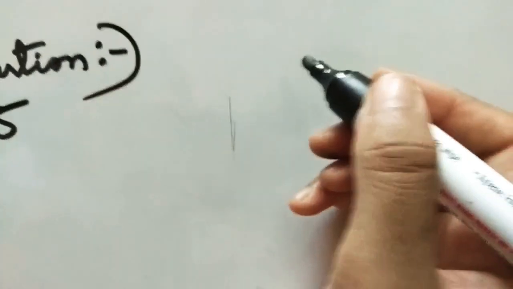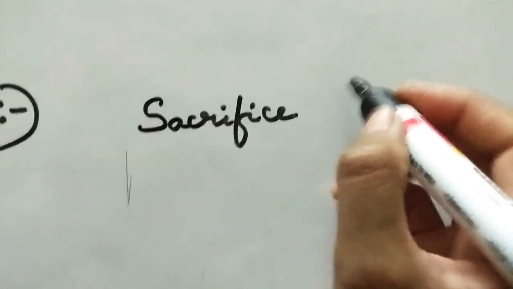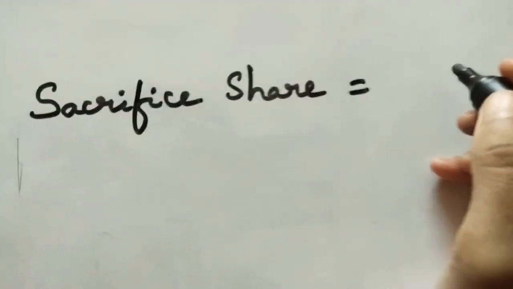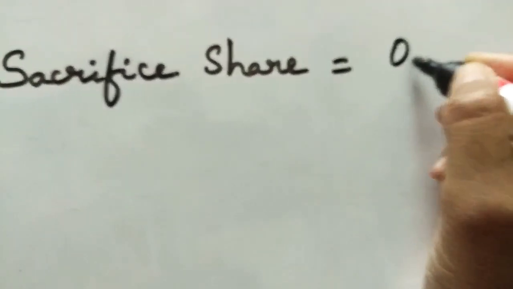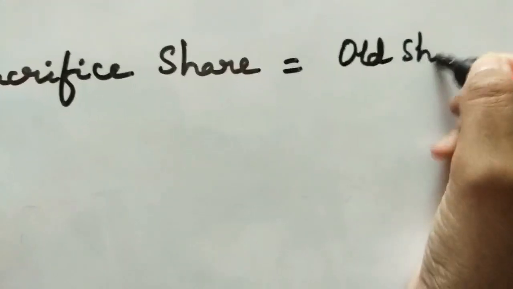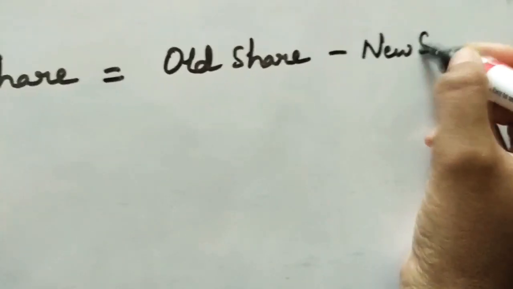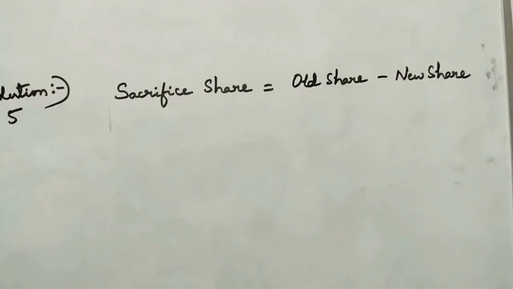Solution number 5. We are going to take up the formula now. Sacrifice share is equal to old share minus the new share. Just observe the formula. Sacrifice share is equal to old share minus new share.